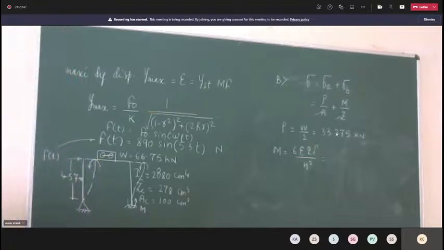Yes, how much is it? 0.654 into 10 to the power of 6. Please check. E is 2 into 10 raised to 11. I is 2880 into 10 raised to minus 8. Delta is 1.243 into 10 raised to minus 3 upon h square 4.57 square.